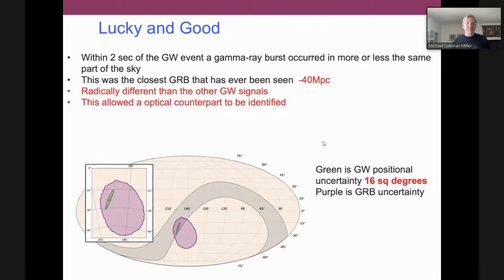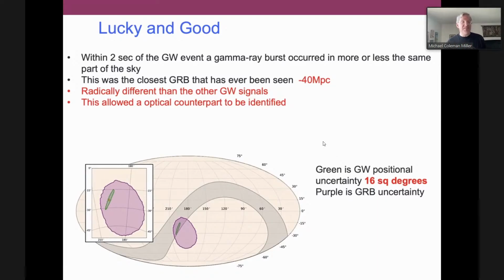When this happened, it was incredibly close for this type of event. A mere 40 megaparsecs, or about 130 million light years, which is a little farther than it is from where I am standing to the corner grocery store. But on astronomical time scales and length scales, this is really, really close. Within 2 seconds of the event, it was possible to see a gravitational wave event and a gamma ray burst. Very different from other events. And eventually people were able to take all this and identify the host galaxy of this event. So this was really, really lucky.